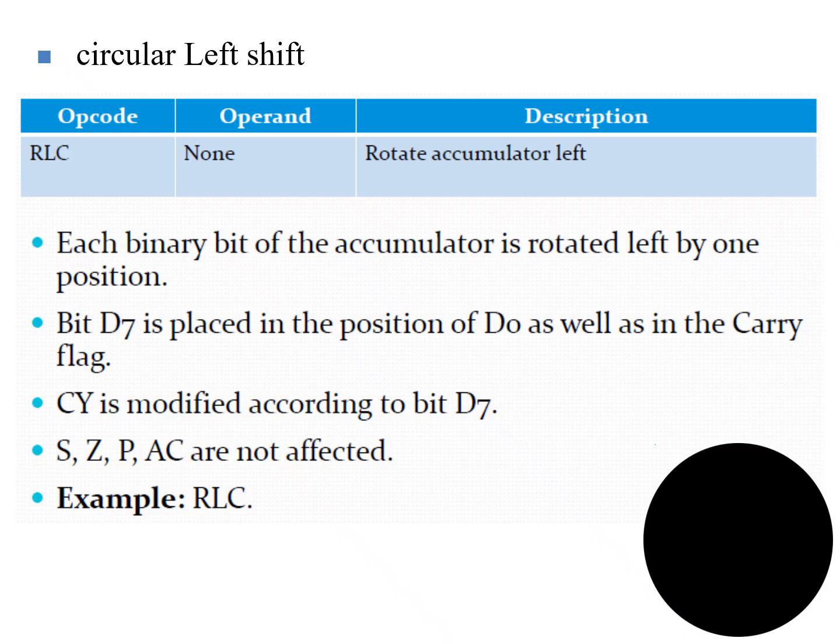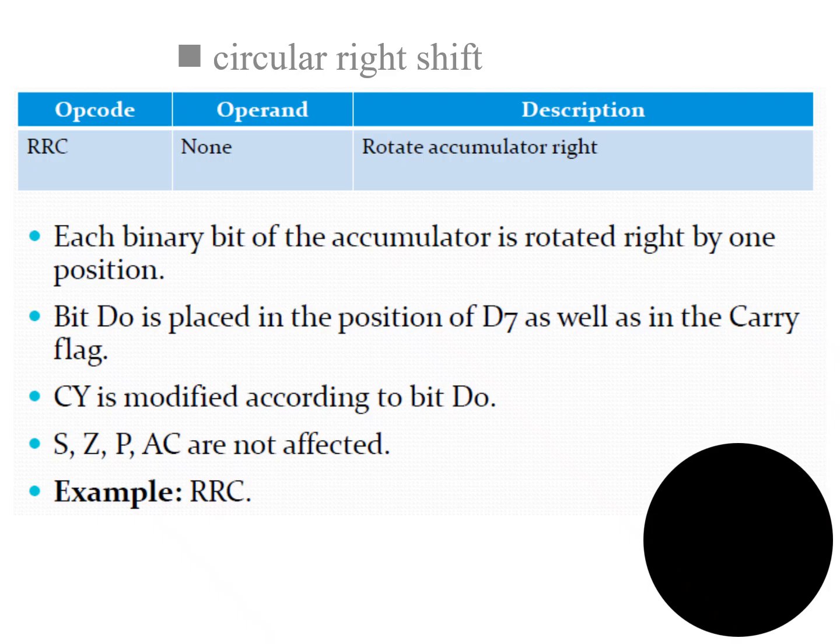RLC is also a left-hand side operation, a left shift by one position. What happens here is the D7 bit will be placed in the position of D0 as well as in the carry flag. So the carry flag is modified according to the D7 bit, and similarly for RRC according to the data bit. Okay, so this is how the shifting operations exist.